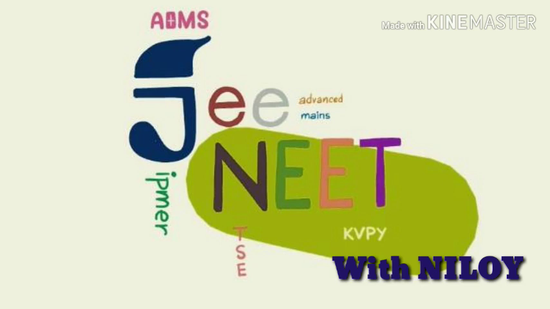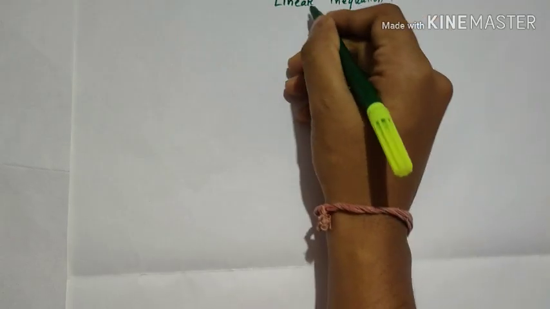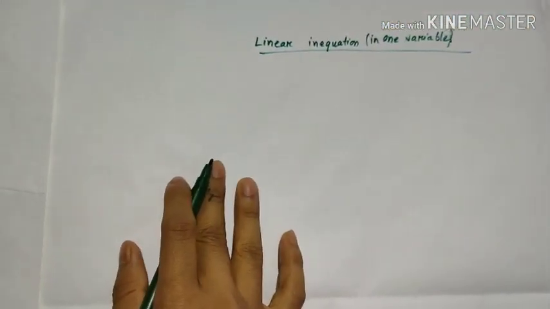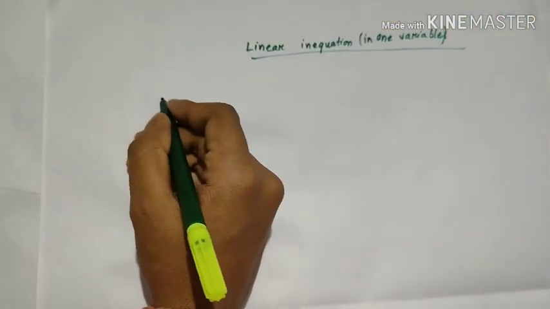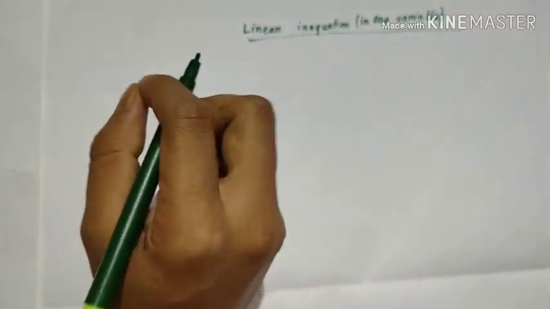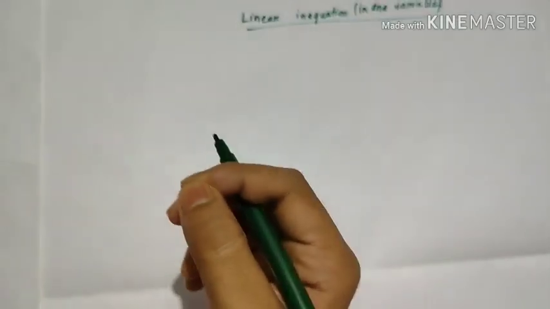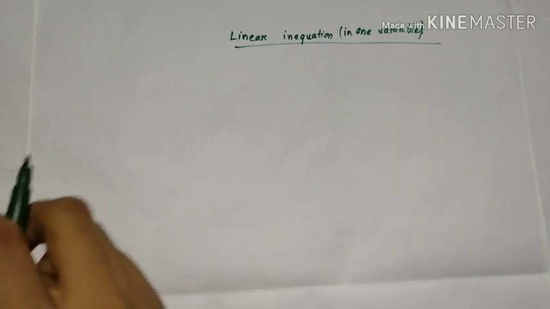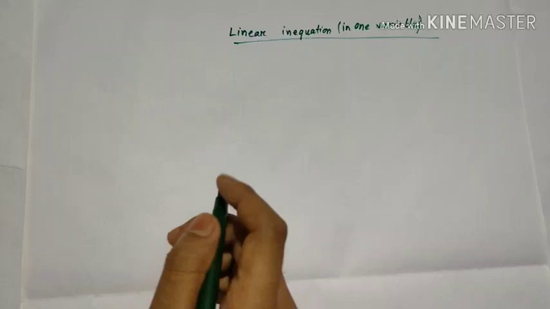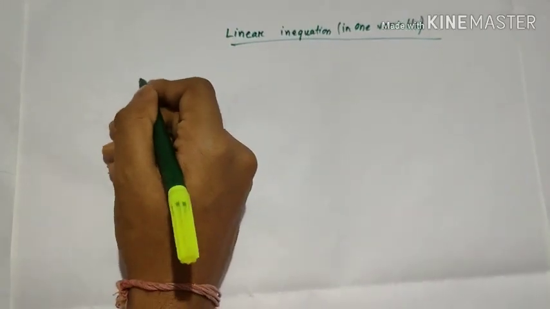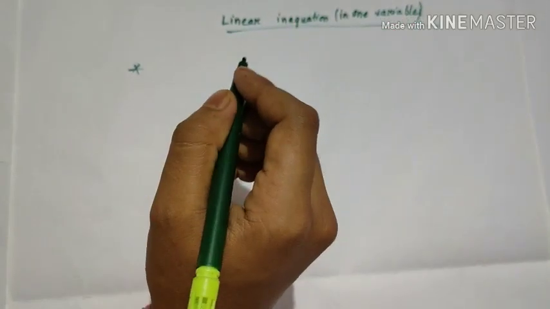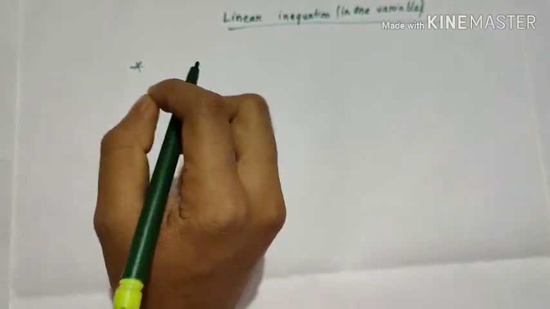Today I will be discussing linear inequations in one variable. The main thing is that in the reference book, the problem of linear inequation is solved in an elaborate way, which is not helpful for the competitive exams. So I will be discussing some shortcut tips to solve such problems. For that we have to conclude some important points.